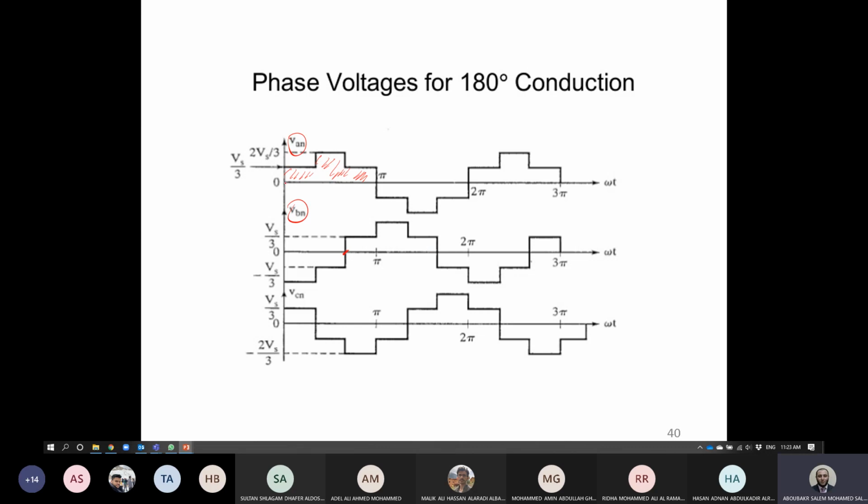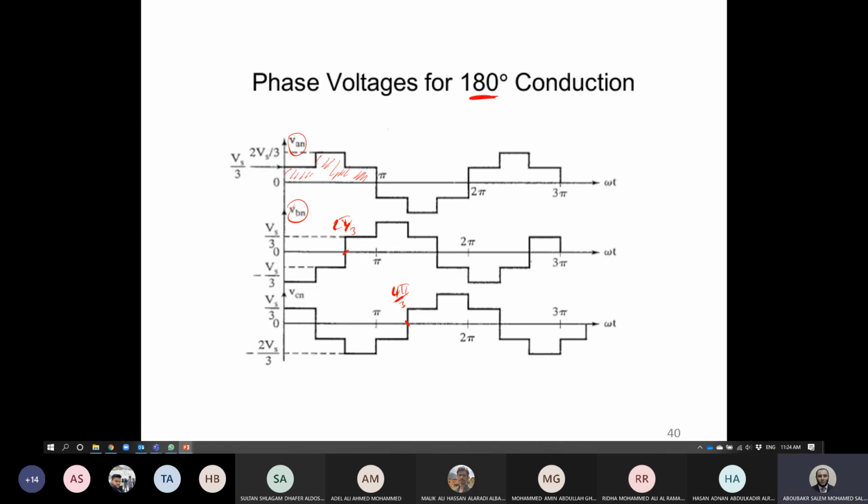So we started here at 0. This is now 2 pi over 3, 120 degrees. And after that, at 4 pi over 3, 240 degrees. So this will be the shape of the three-phase voltages if we use the square wave conduction called 180 degrees.